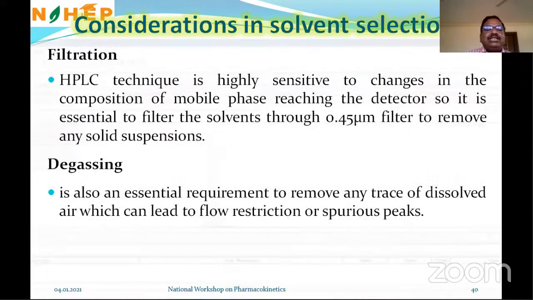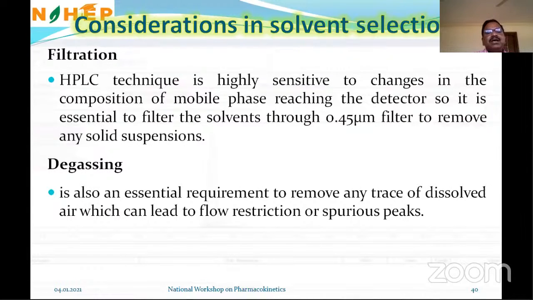And next, filtration. This is an important consideration. The HPLC technique is highly sensitive to changes in the composition of the mobile phase reaching the detector. So it is essential to filter the solvents through a 0.45 micrometer filter to remove any solid suspension. While injecting, the samples should also be filtered through 0.5 micrometer or sometimes 0.2 micrometer filters, then injected into the column, into the system.